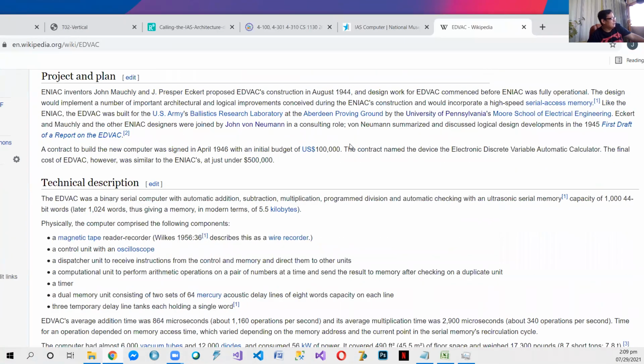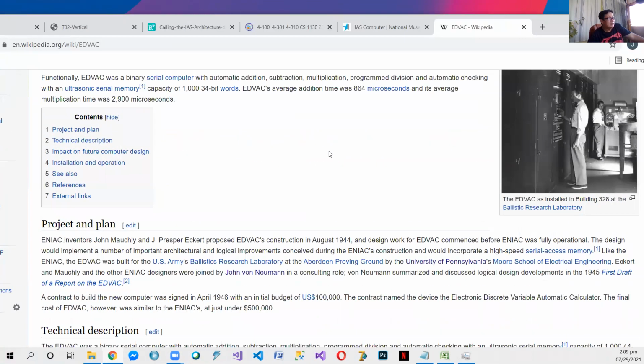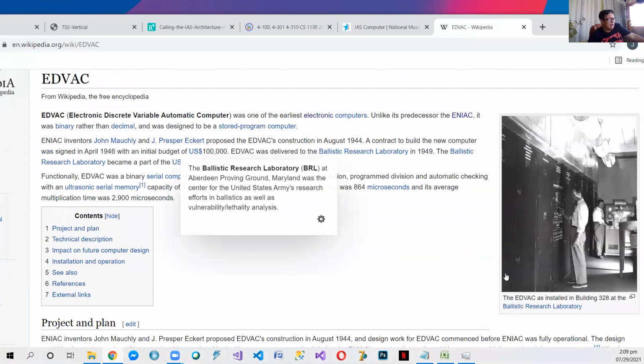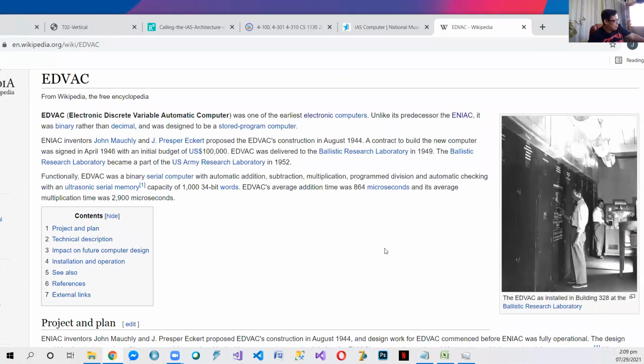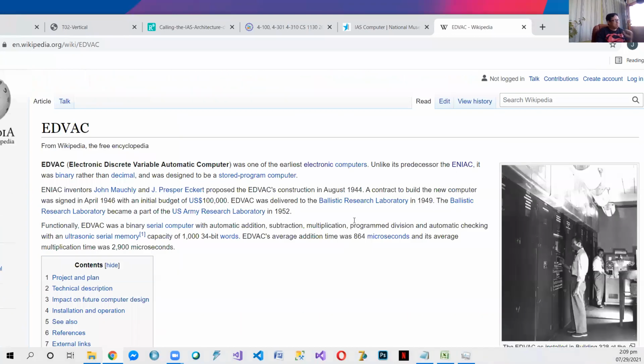And later on, during the 1950s, Presper Eckert and Mauchly developed a third version. It's called UNIVAC. UNIVAC is the same as EDVAC, except that it was not used by the military. It was used for the U.S. Census. Okay, so these are the derivatives.